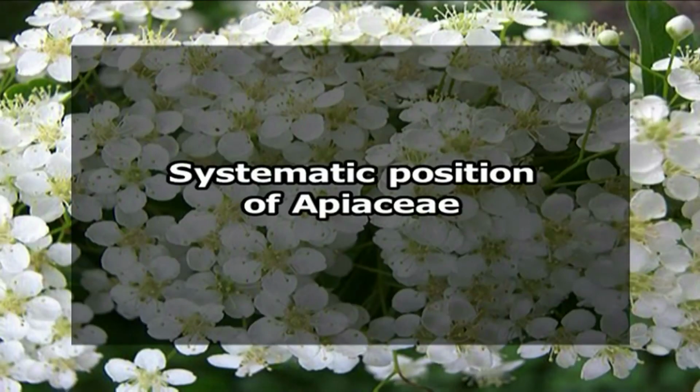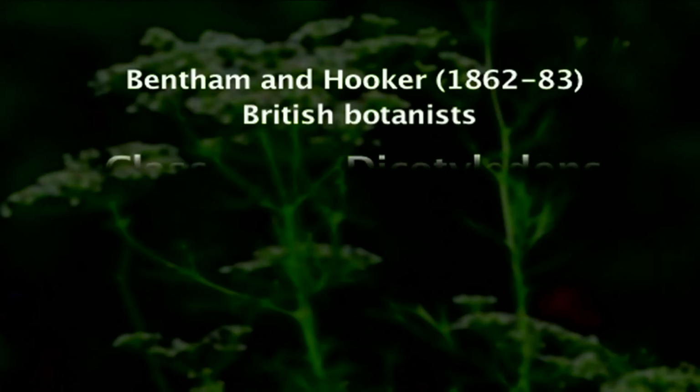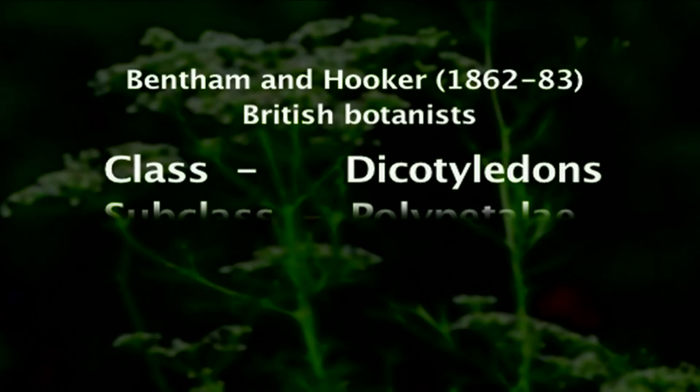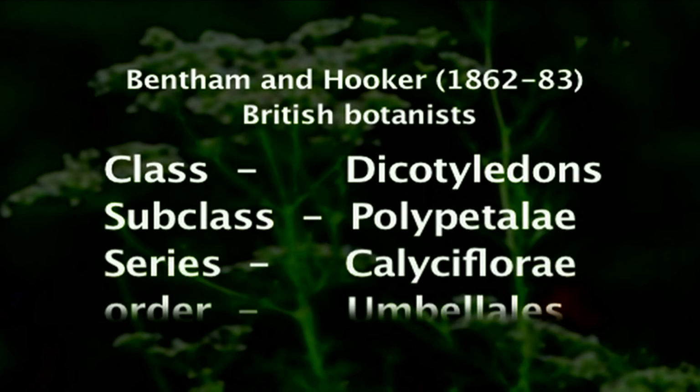Now let us discuss the second part of today's lecture, that is the systematic position of Apiaceae. We will just highlight a few of the prominent classification systems. Let us start with Bentham and Hooker's system of classification, and how they classified the family Apiaceae. Bentham and Hooker classified it under the class Dicotyledons, subclass Polypetalae, series Calyciflorae, and the order Umbellales, as it was previously known as Umbelliferae. That's why the order Umbellales.